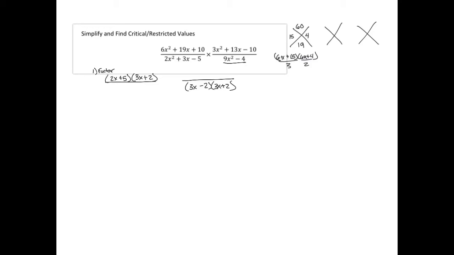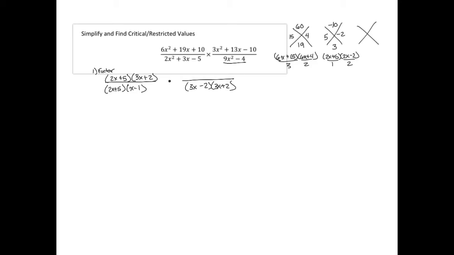All right, now this next one is going to be my first denominator. So this is factors of negative 10 that are going to add up to 3. This would be 5 and negative 2. So we got 2x plus 5 and 2x minus 2. Divide by 1, divide this one by 2. So my first denominator factors to 2x plus 5 and then x minus 1. And then it's multiplication, so we'll go ahead and put that dot in there.